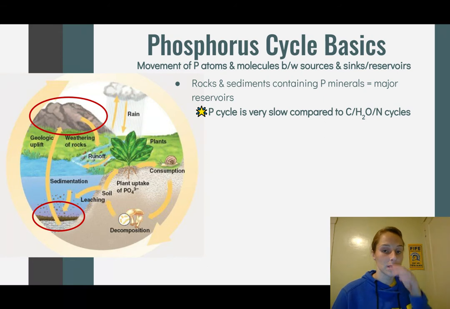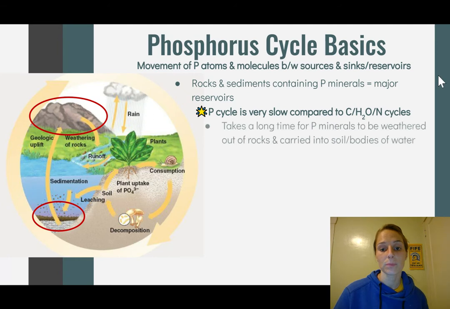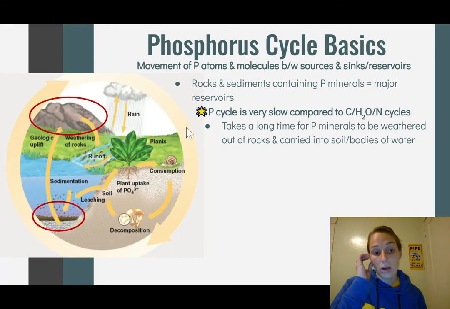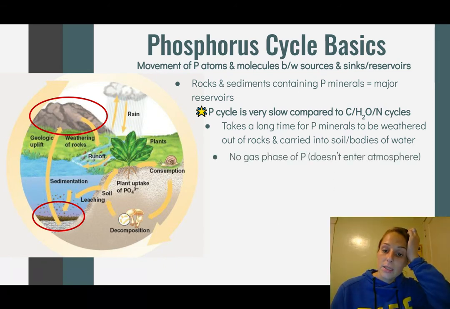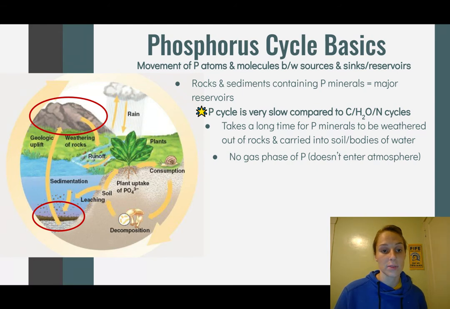Now, one thing to keep in mind is that the phosphorus cycle is a very slow cycle, especially when you compare it to the carbon, water, or nitrogen cycles. It takes a long time for phosphorus minerals to be weathered out of rocks and carried into soil and bodies of water. If you think of the fact that most of this phosphorus is in rocks and stones and mountains, it takes a long time for that to be broken down naturally. Now, there is not a gas phase of phosphorus, so it doesn't enter the atmosphere. We're just going to see it here and not up in the atmosphere.